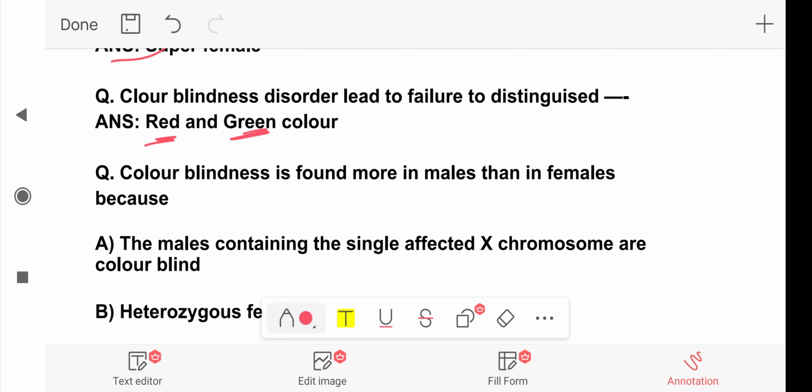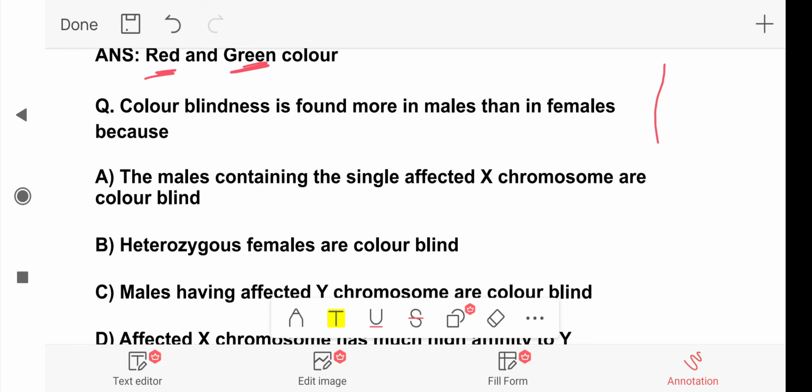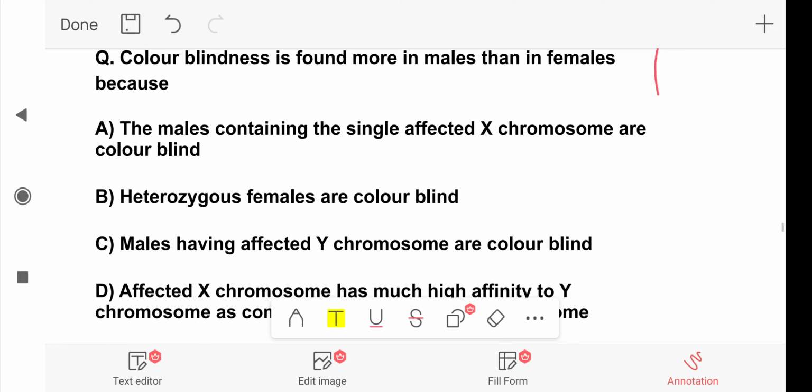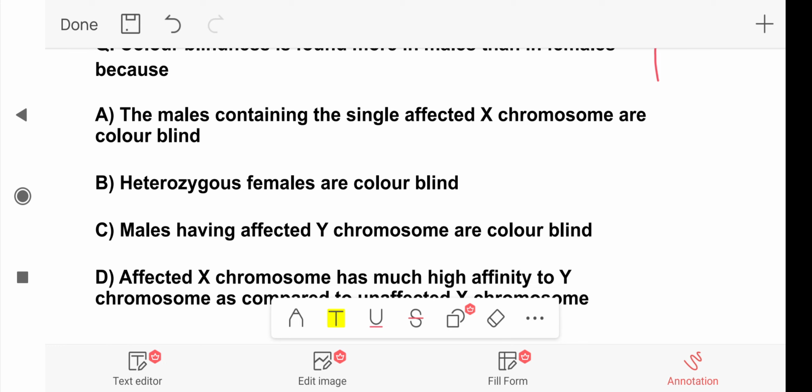Next, color blindness is found more in males than in females because, the options are: A, the males containing the single affected X chromosomes are color blind. B, heterozygous females are color blind. C, males having affected Y chromosomes are color blind. D, affected X chromosome has much higher affinity to Y chromosome as compared to unaffected X chromosome? And the answer is option A. Color blindness is found more in males because the males containing the single affected X chromosome are color blind.